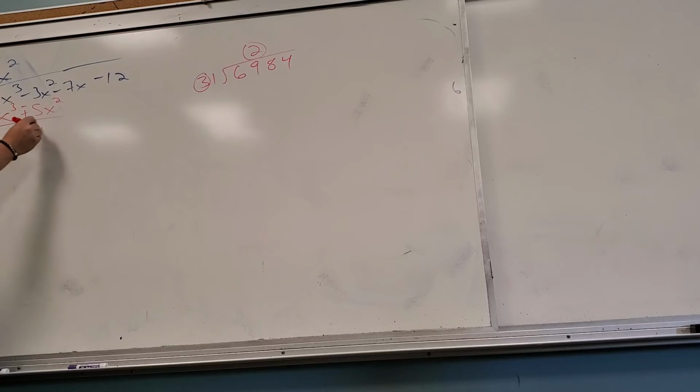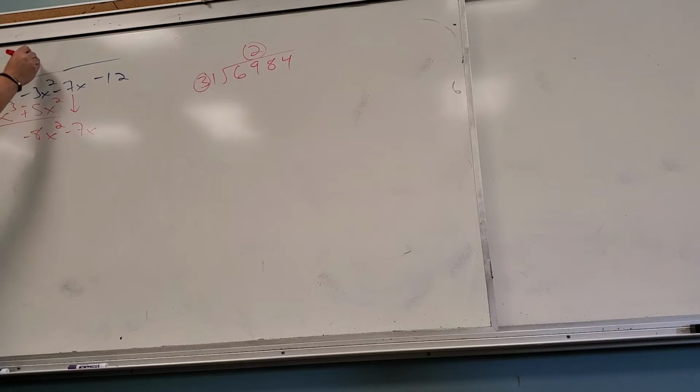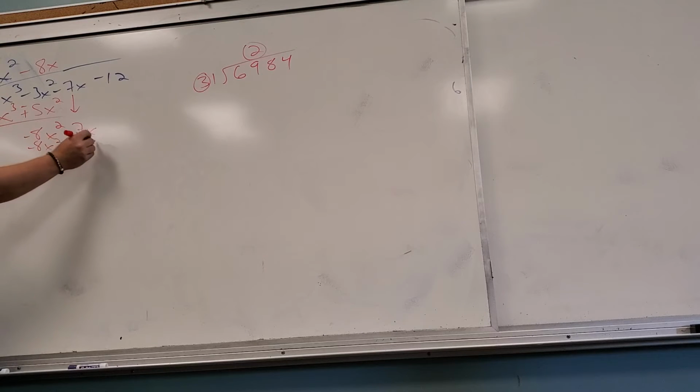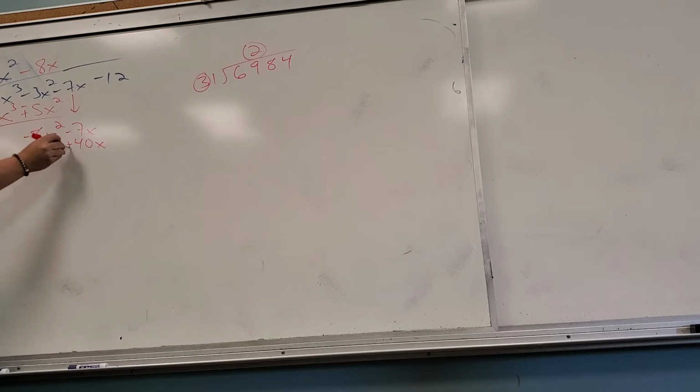Negative 8 x squared. Bring down the minus 7x. And x times what is negative 8x squared? Negative 8x. So that, amazingly enough, is what we just said it would be. What's negative 8x times 5? Negative 40x. And then I change the signs and add. You just keep doing that.